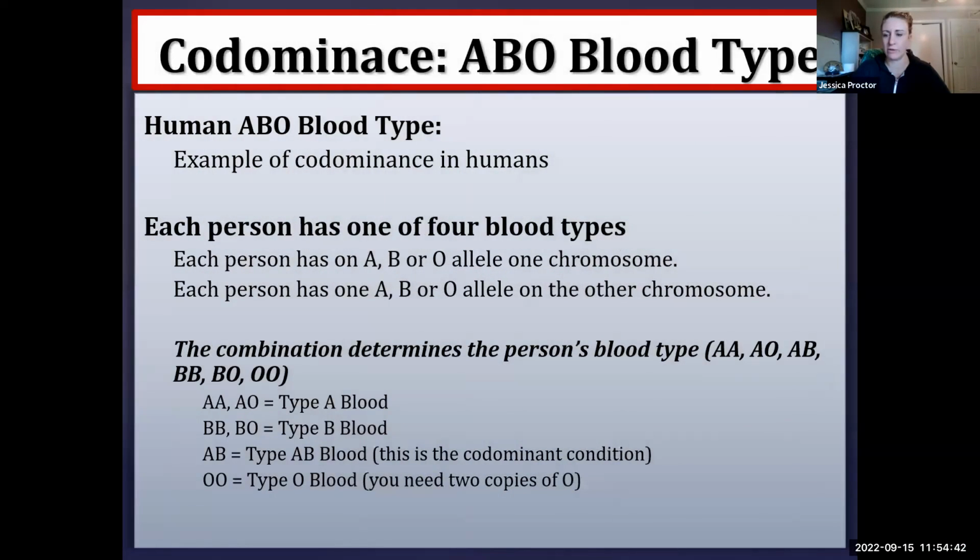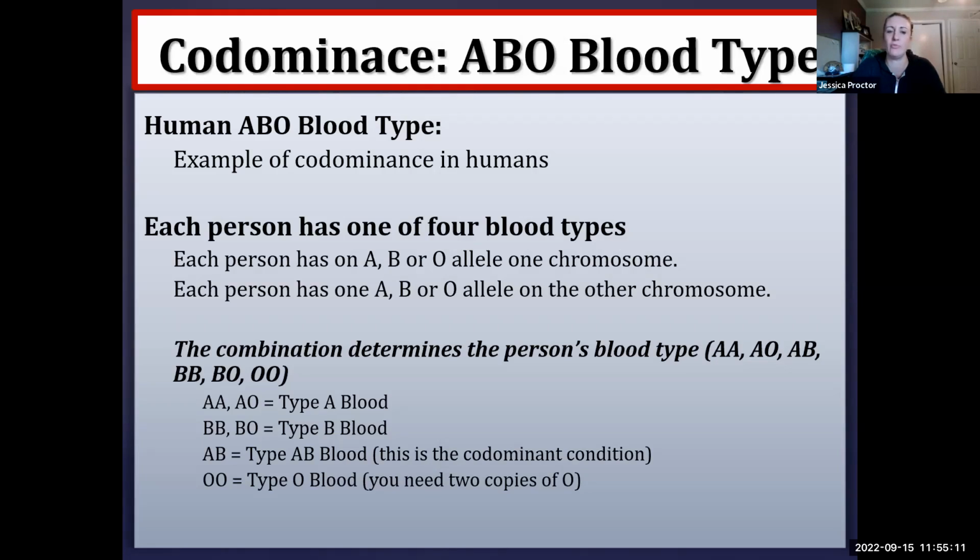So ABO, every single human has an ABO blood type and an Rh positive, Rh negative. So to avoid confusion, we're going to talk first about the ABO blood type. We will get to the positive and negative, but for now, we're going to talk about ABO blood typing because ABO blood typing is determined at a separate location on the chromosome versus Rh negative, Rh positive. So this is also an example of codominance in humans, and I'll tell you why.